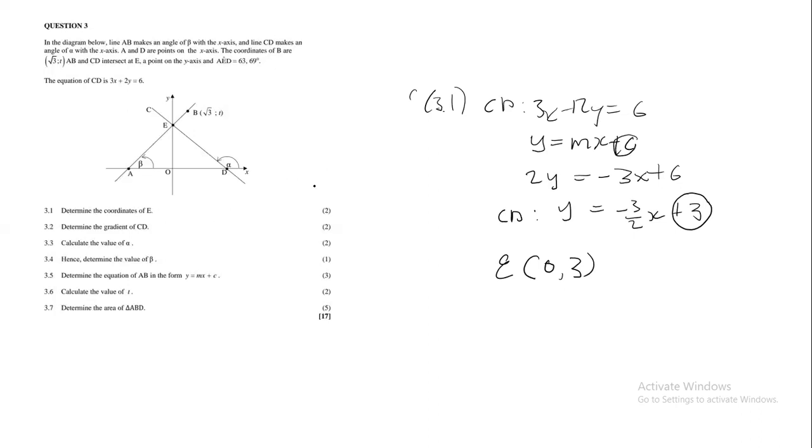Okay, I hope we all understand how to solve this question. Right. Any question before I move on? All right. So that means I'm going to do 3.2. Now, 3.2 says to us, for 2 marks again, determine the gradient of CD.